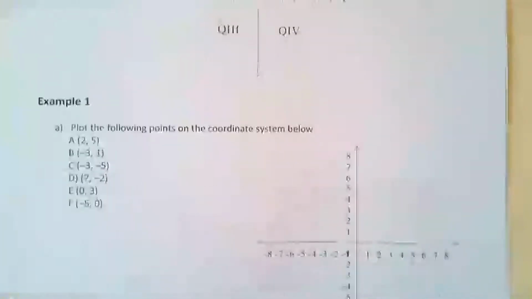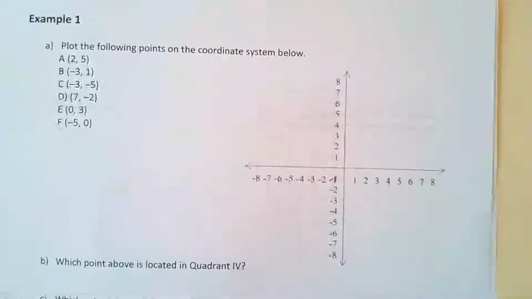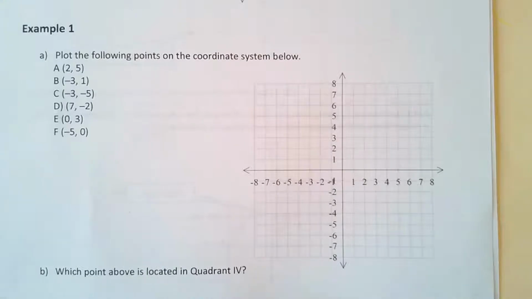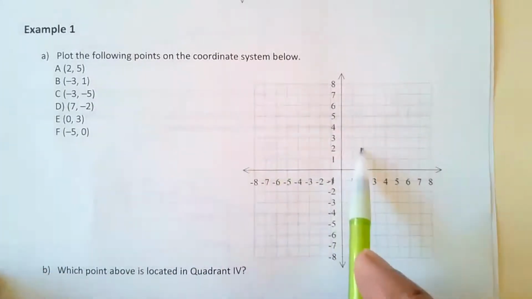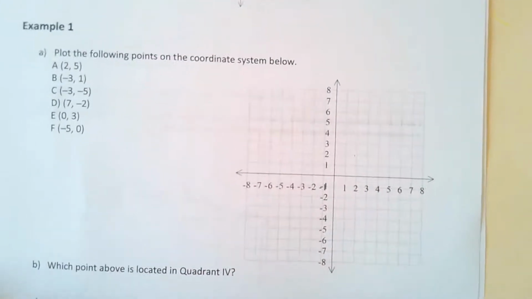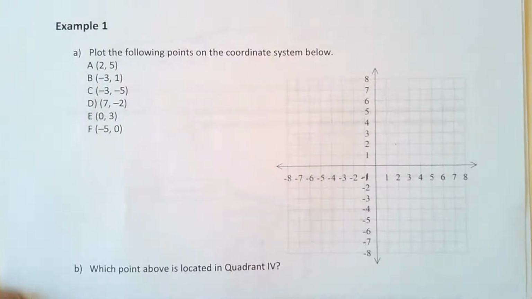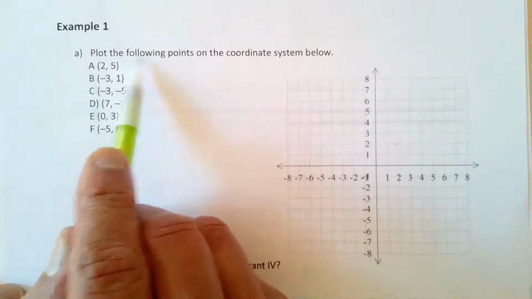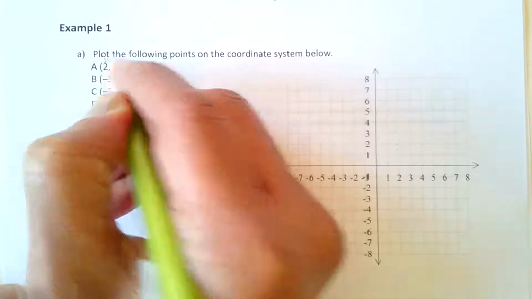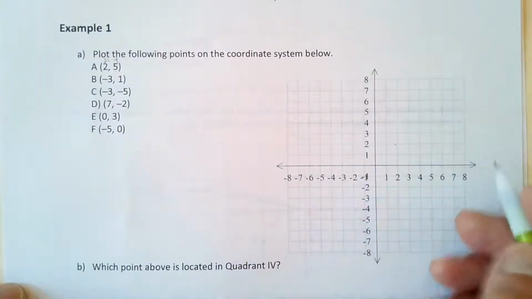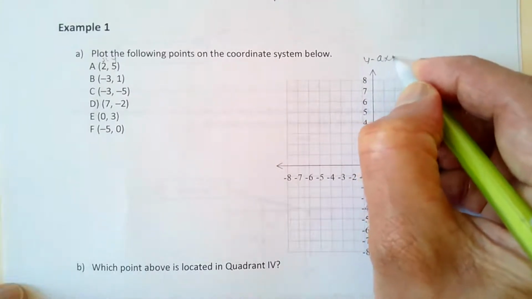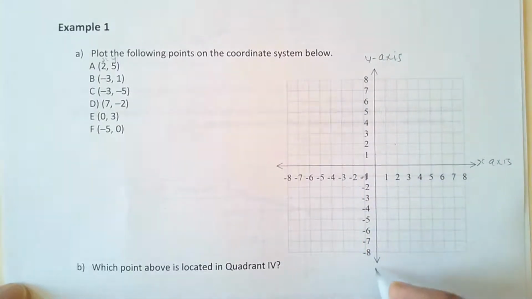In your booklet, here's some examples. You have to plot the following points on the coordinate system below or to the right. And then you're asked a couple of questions. So plot the following points on the coordinate plane. You have 2, 5. So there's going to be x, that'll be y. So this is my x-axis. And this is my y-axis.